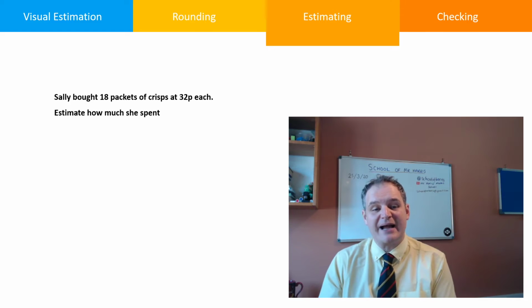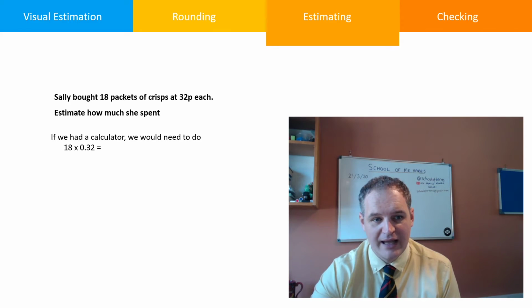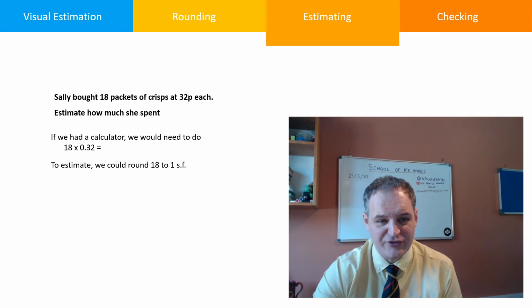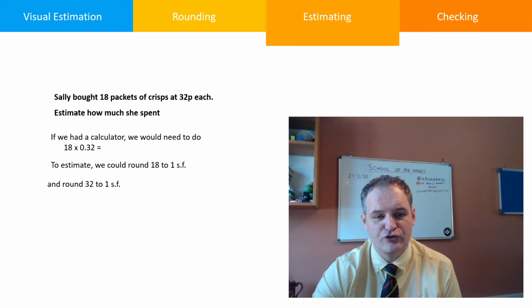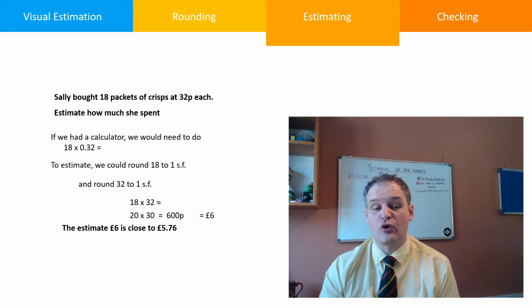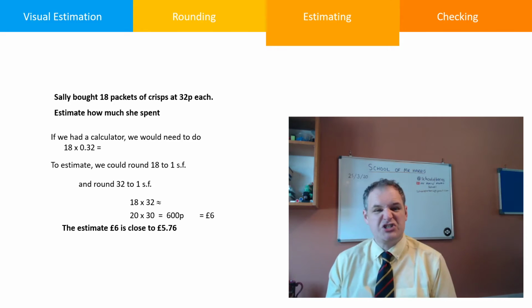She bought 18 packets of crisps at 32p each. If we had a calculator, we would do 18 times 0.32, but to estimate, we round 18 to 20 and 32 to 30, and so now we get 600 pence, or £6. This is quite close to the 5.76 you need, and this is why it's useful.